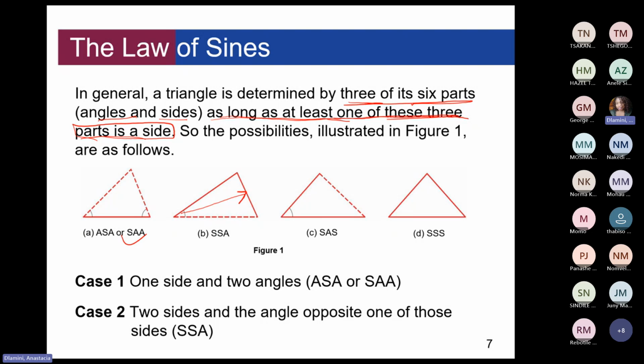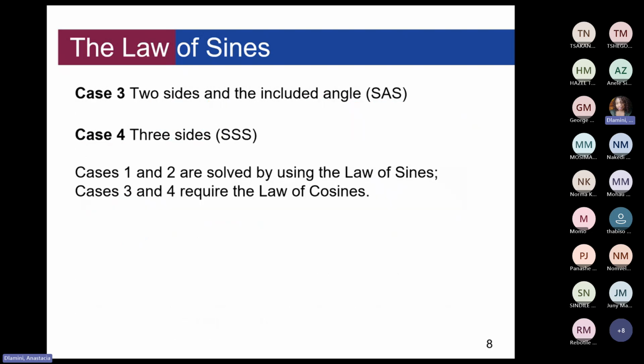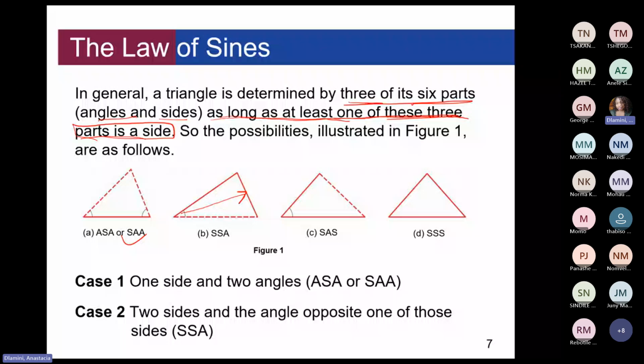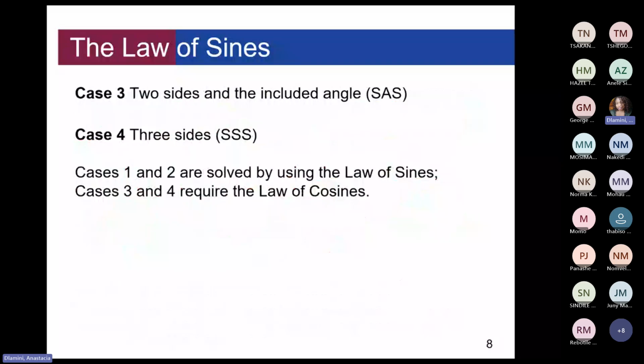The third case says two sides and the included angle, meaning that the angle has to be between the two sides. So this is a side, this is a side, and the included angle. Remember, when they say included, they mean it has to be between whatever they're saying the included is.